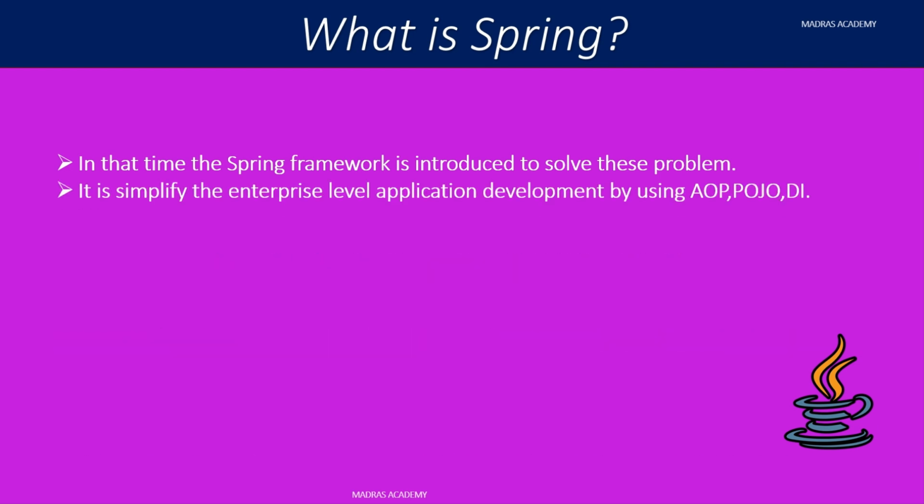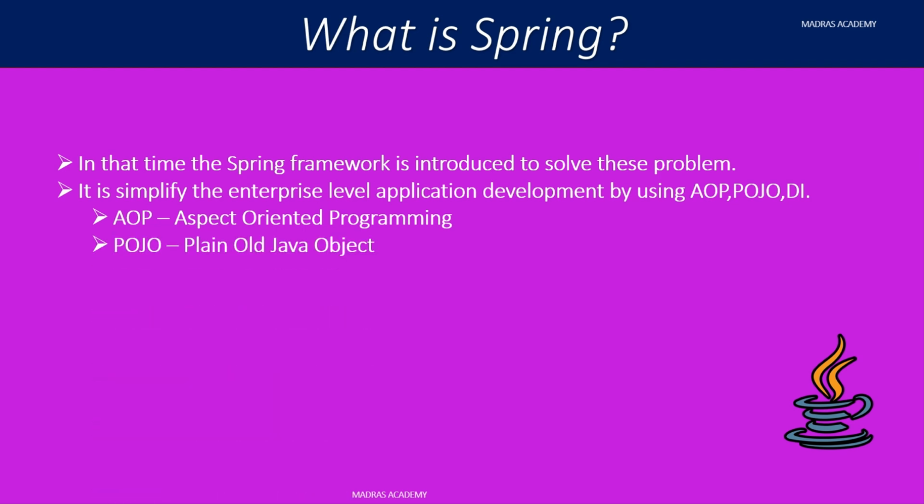It simplifies enterprise level application development by using AOP and POJO DI. What is AOP? AOP is aspect oriented programming. It is not object oriented programming, it is aspect oriented programming. And POJO is a plain old Java object, like a POJO class. And we also have dependency injection, that is DI. Using these concepts, we can solve that problem.